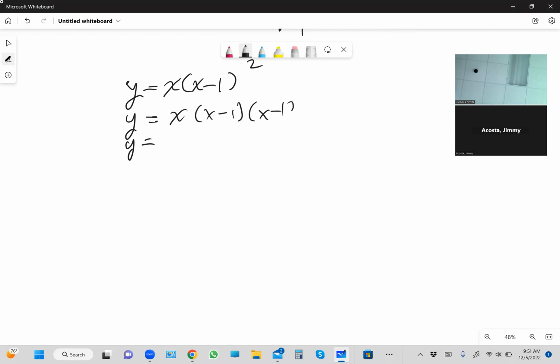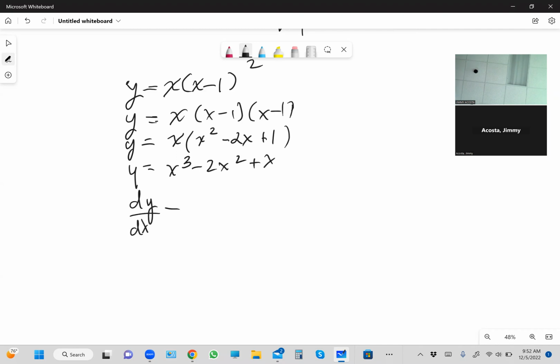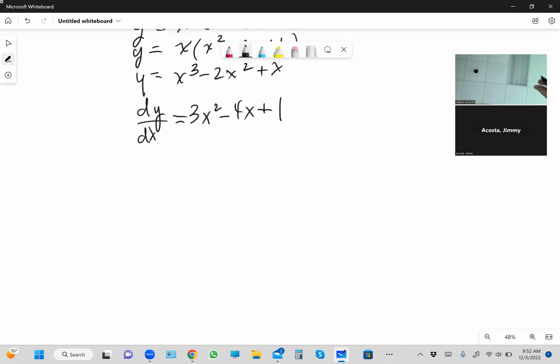We have x times x squared. Is it okay I just go ahead and do it all and just write it this way? And then finish distributing. And then now I can do dy dx, right? Equals 3x squared minus 4x plus 1. Right? That's quadratic. And we're going to try and solve this when dy dx equals 0 to establish a stationary point.